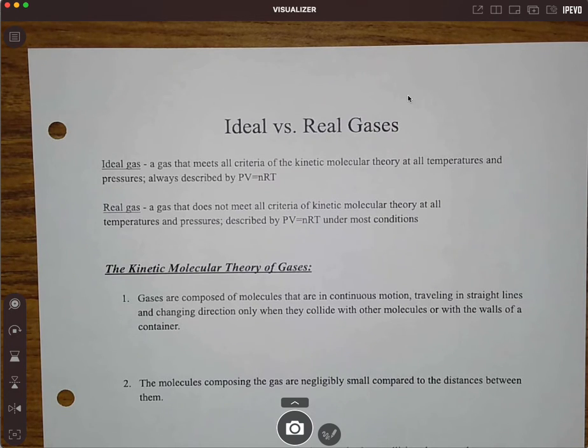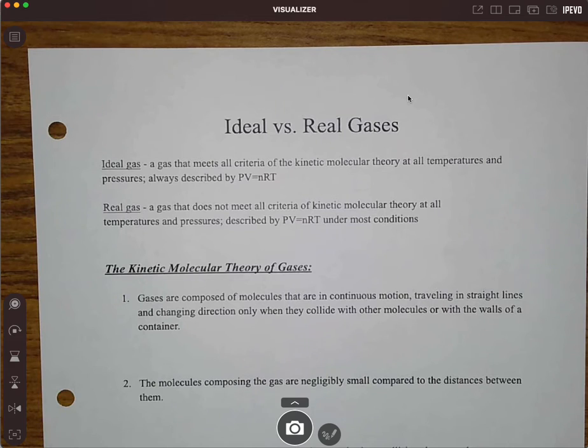The ideal gas law has always carried this little adjective at the front, ideal gas. An ideal gas is one that meets all the criteria of the kinetic molecular theory at all temperatures and pressures. It is always described by PV equals nRT. Of course, as luck would have it, you live in the real world, full of real gases. This is actually fortunate. The only reason that anything is a liquid or a solid, including you, is because the vaporized version of all of these things happen to be real gases, which allows them to condense back into liquids and freeze onward to solids.